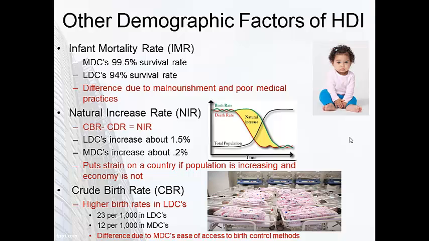And last but not least, we focus on the crude birth rate, or the CBR, and there are obviously higher birth rates in LDCs. If you look at the numbers here, there's 23 per 1,000 births in LDCs and 12 per 1,000 in MDCs. Now the difference is MDCs have easy access to birth control methods versus LDCs.